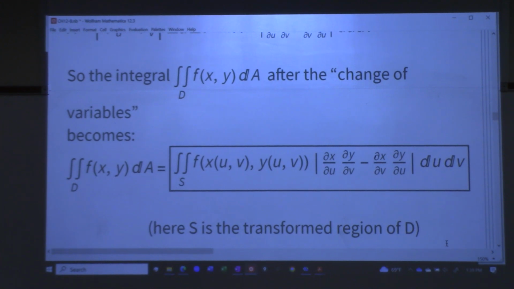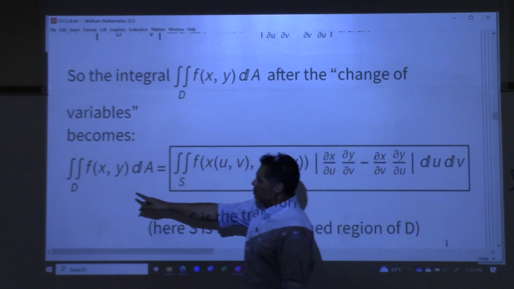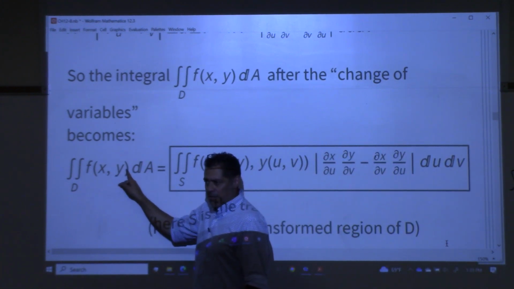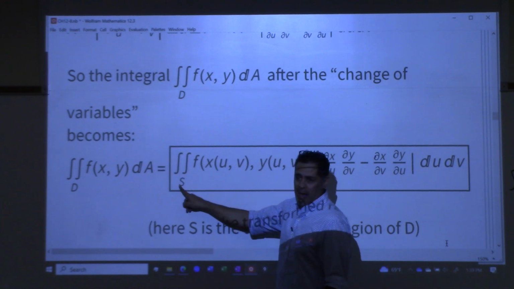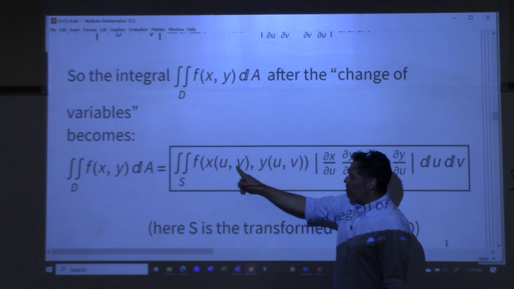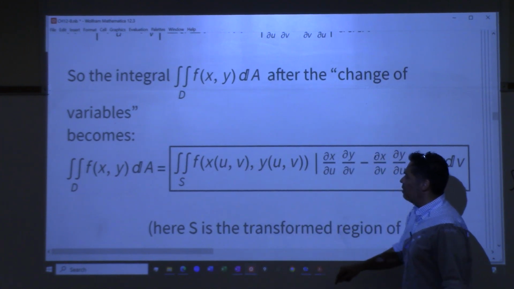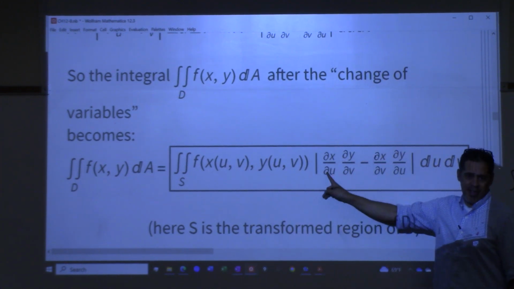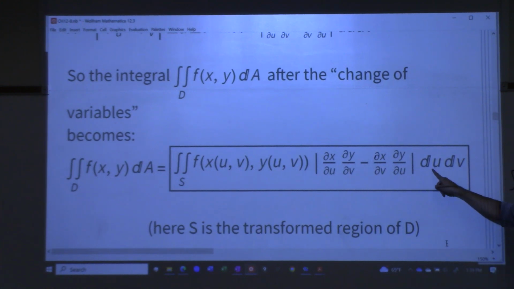So if we do this change of variables, then our double integral will change from its original domain with respect to x and y. It'll change to the new domain, whatever that is. Our function will have to be switched over. Our x's and y's will have to be switched over. And we will have to scale by this and then integrate with respect to u and then v. So I'm going to write that down right here. F now needs to be switched over. X has to be switched. Y has to be switched.